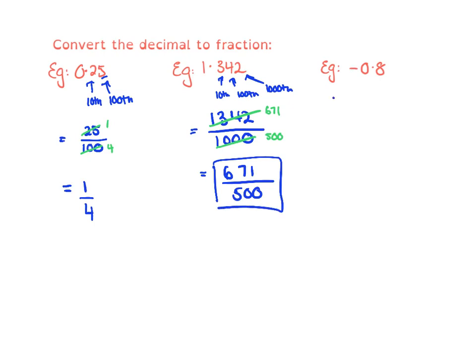Alright, so with the last one, it doesn't matter that it's negative, we'll just remember to write our answer as a negative. So we've got the tenths spot here, so I'll write negative 8 over 10, and then I'll simplify if I can.